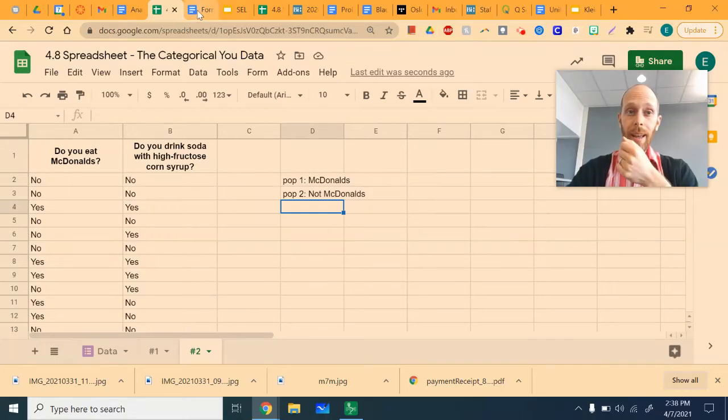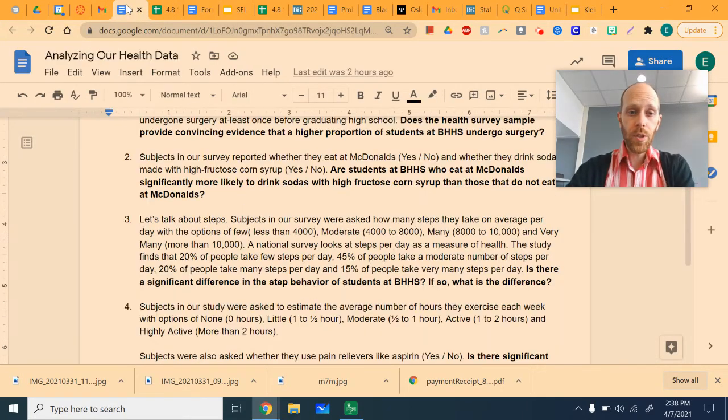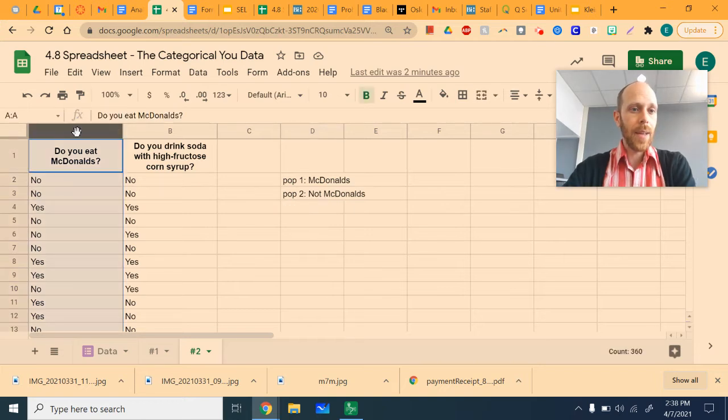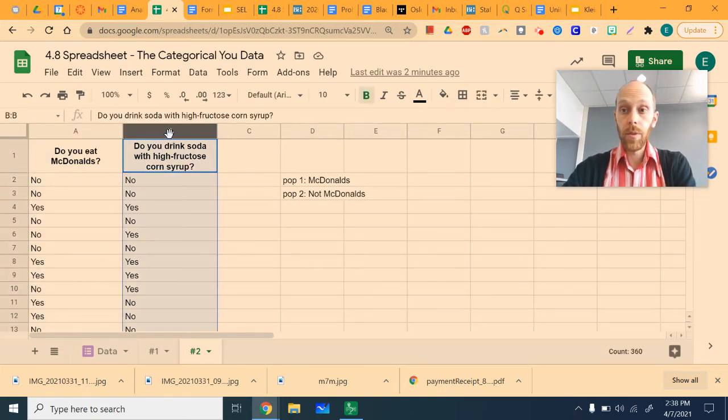Now let's take a shot at problem number 2. So I'm going to assume that you've read problem number 2 already, and that we know that it is dealing with 2 variables or 2 columns of data, one for McDonald's and one for high fructose corn syrup. I have already gone to the spreadsheet and I made a new tab called number 2, and I copied the McDonald's and the high fructose corn syrup columns in. All right, so now we need to figure out what kind of test we are running.